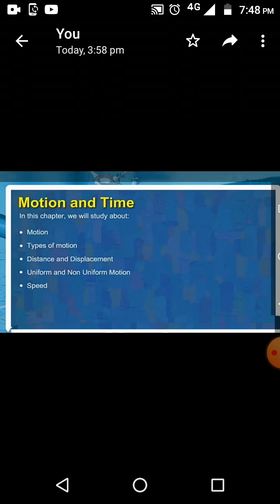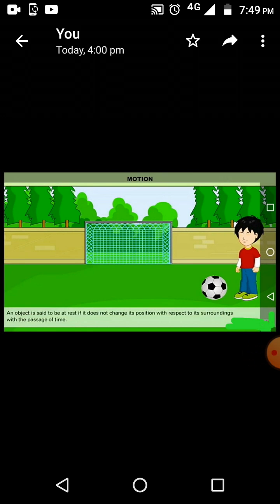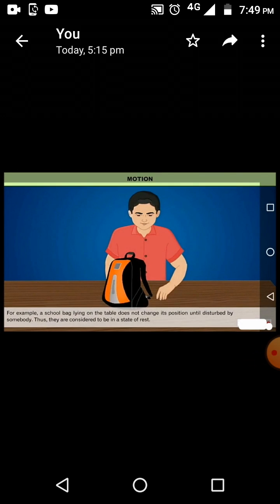non-uniform motion, speed. Now, an object is said to be at rest if it does not change its position with respect to its surroundings with the passage of time. For example, a school bag lying on the table does not change its position until disturbed by somebody. Thus, they are considered to be in a state of rest.